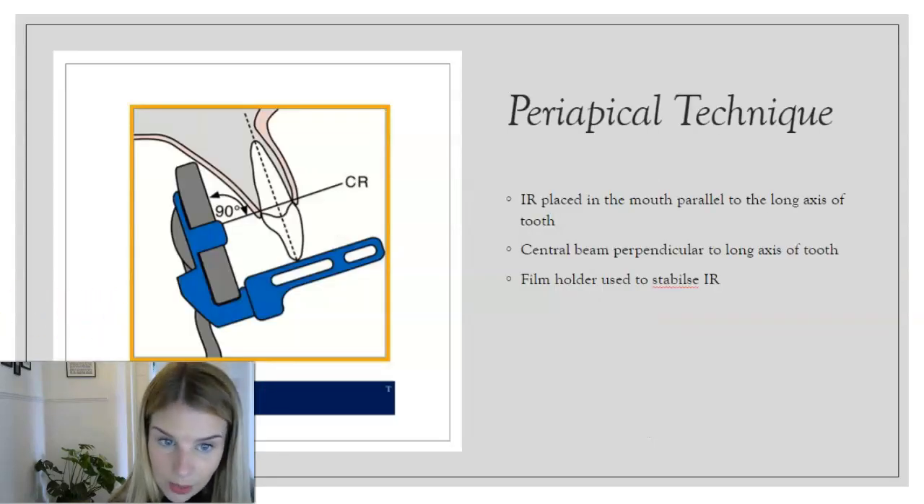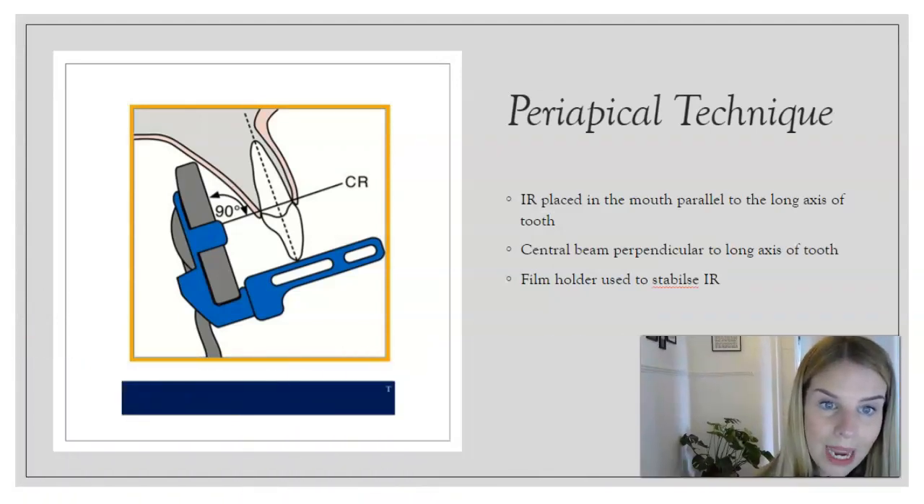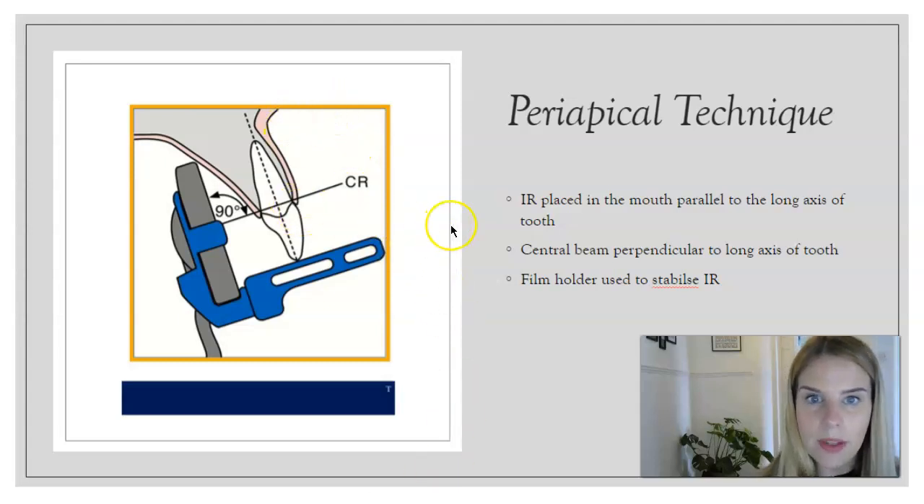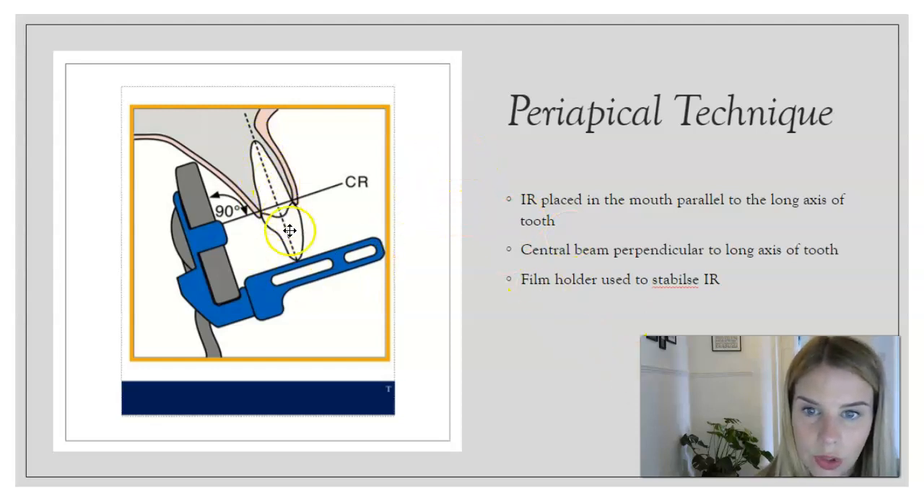So that's the Bitewing technique. So the periapical technique is slightly different. So the image receptor is put in the mouth and it's parallel to the long axis of the tooth. So you can see in the image here, I wonder if I can point on this. I don't think I can, but maybe you can see, I'm not sure. But the long axis of the tooth is here.